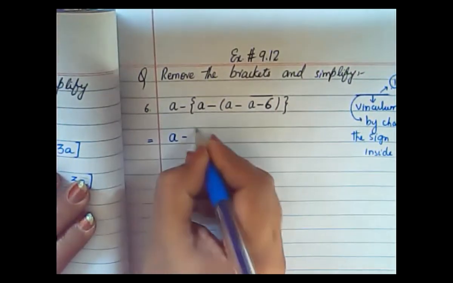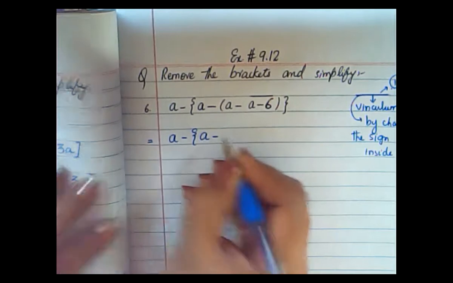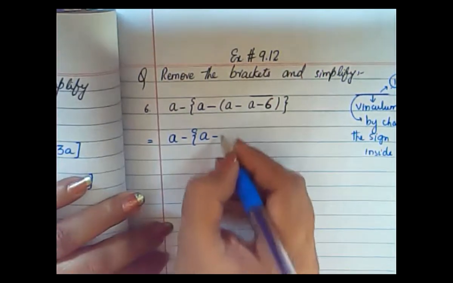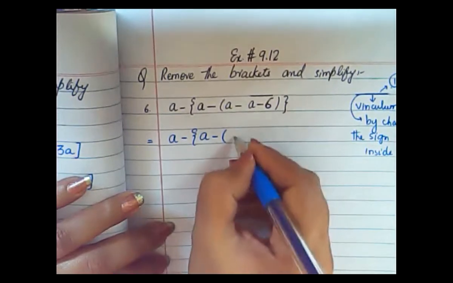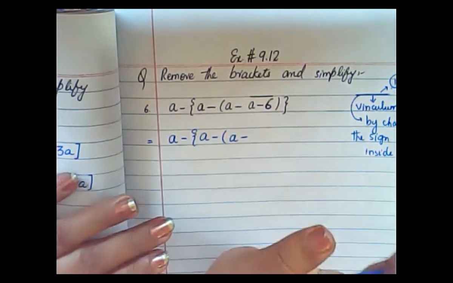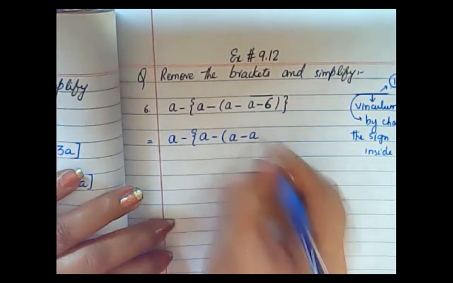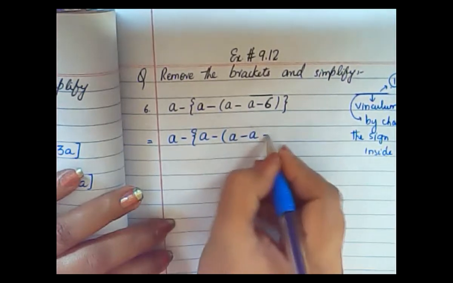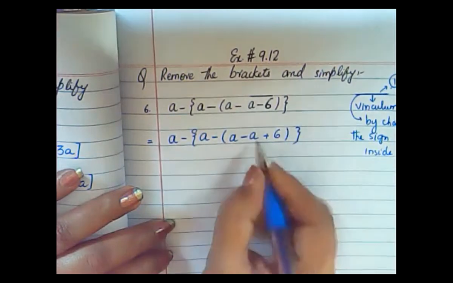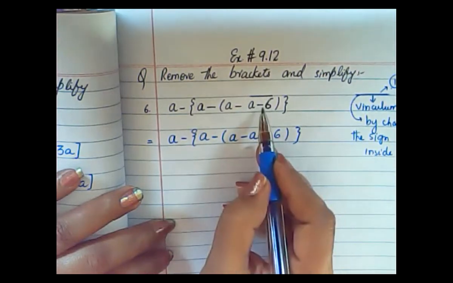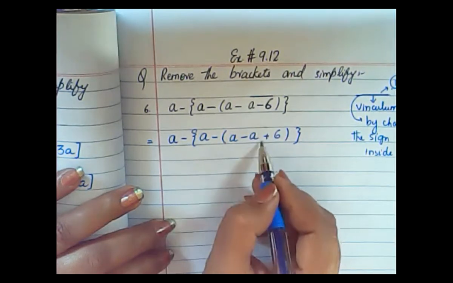A minus curly bracket, A minus round bracket. We are not going to solve the round bracket first. Okay, A minus, it will remain same, variable will remain same, this minus will become plus and this will be 6, round bracket close and curly bracket. Now vinculum has been removed. How will you remove it? By changing the sign inside the bar. Okay, now this is minus plus 6.